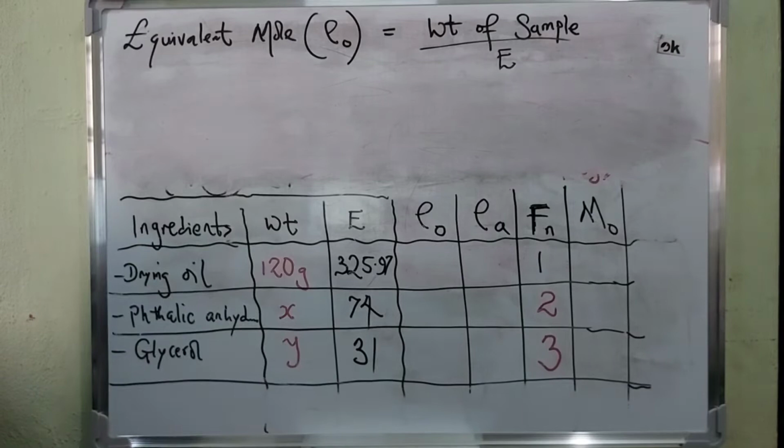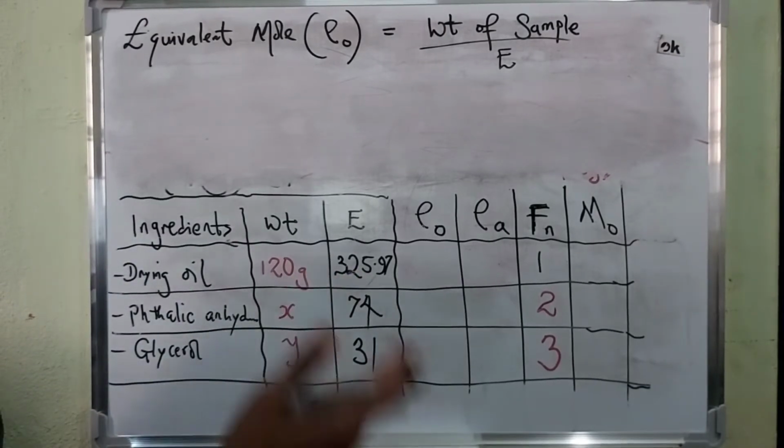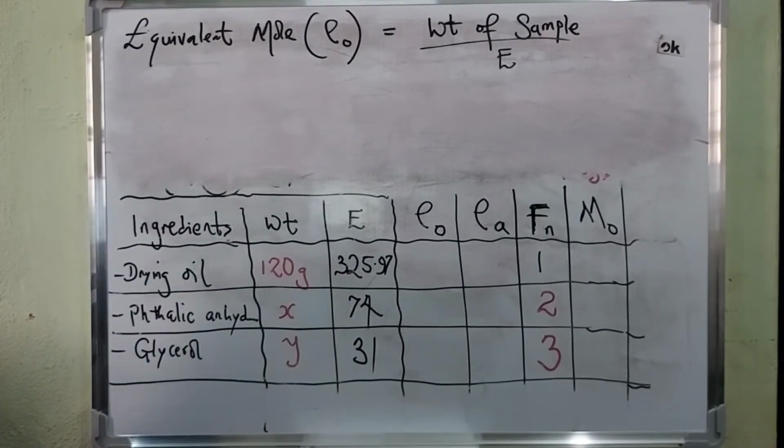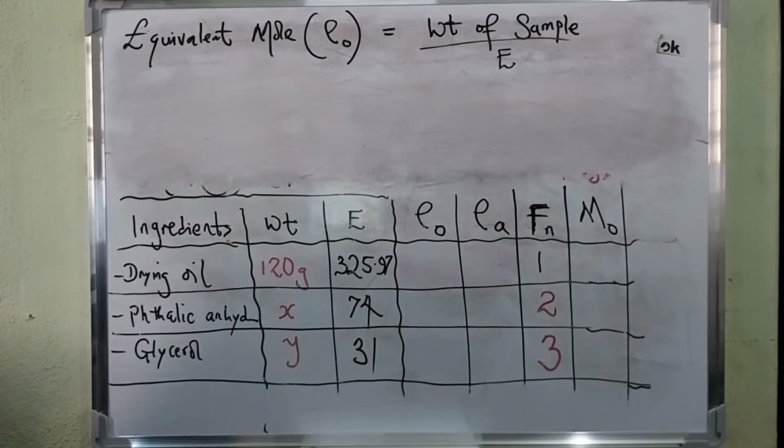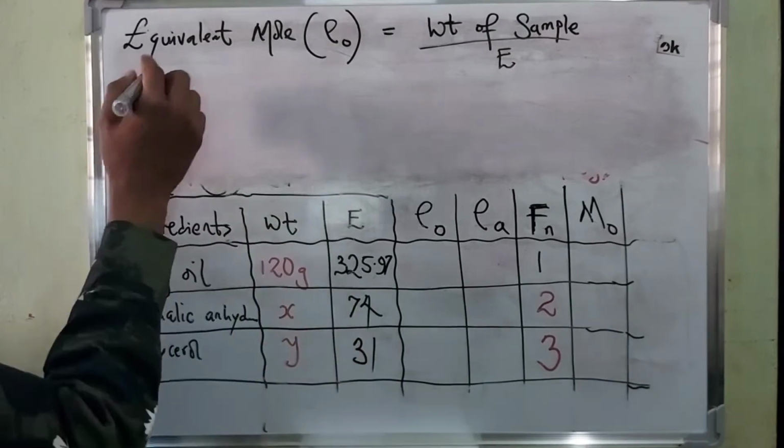Okay, there are reasons why we are finding this, because we're going to use these values that are very important in getting to know the actual weight of this ingredient to measure and analyze. So equivalent mole is weight of sample divided by equivalent weight.